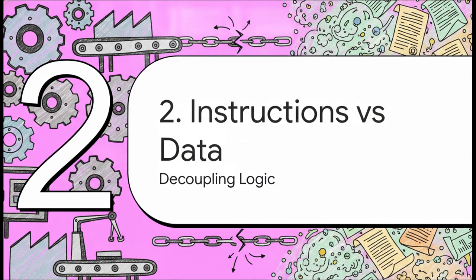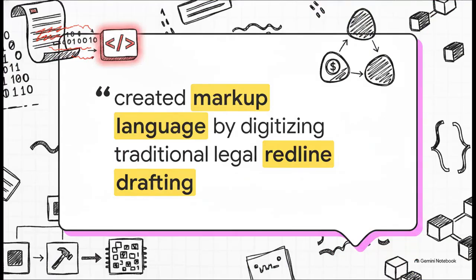Moving right along to Section 2, Instructions versus Legal Data, Decoupling Logic from Material. This is honestly mind-blowing, but our digital world was essentially architected by translating traditional legal engineering. Charles Goldfarb, often called the grandfather of the internet, actually invented markup languages based on digitizing traditional legal redlines. And later on, Nick Szabo architected the very first smart contracts by literally hard-coding the legal requirement of consideration straight into the code. Computer science and legal drafting absolutely share the exact same DNA.